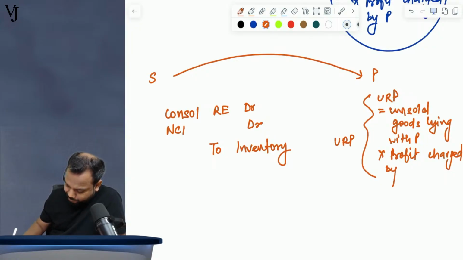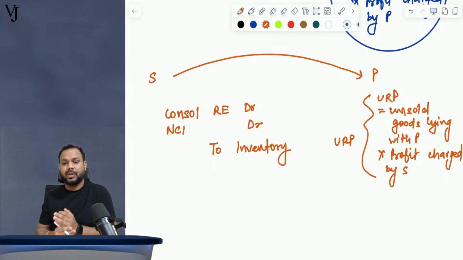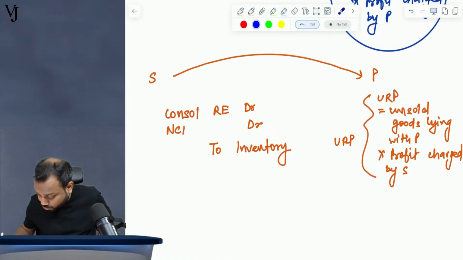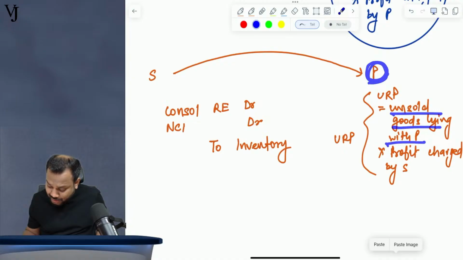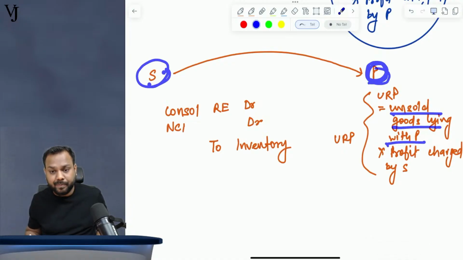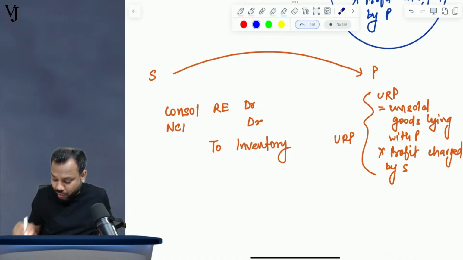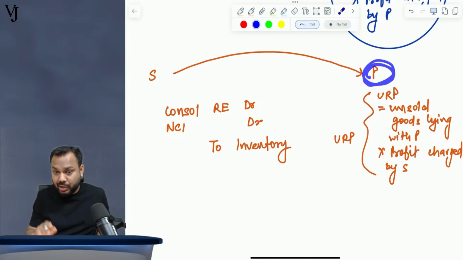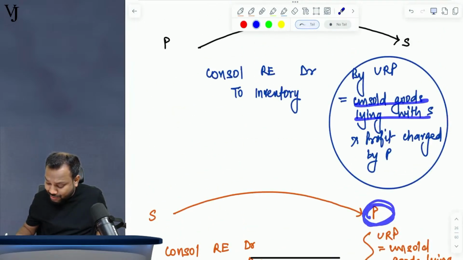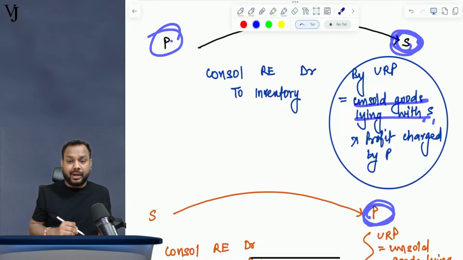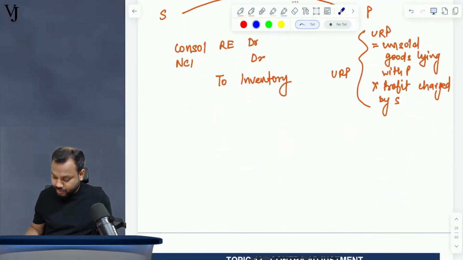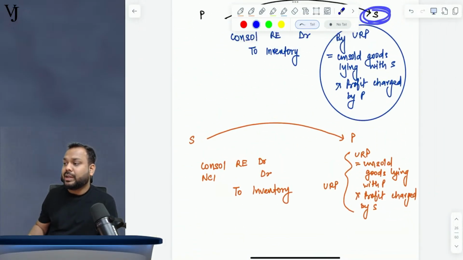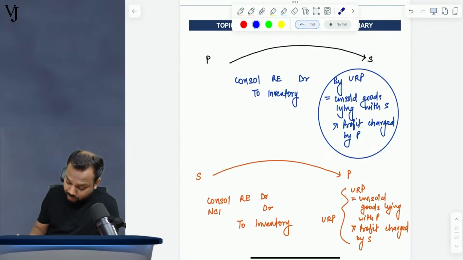charged by the subsidiary. Guys, understand, when I say unsold goods lying with P, it means unsold goods lying with P that was purchased from the subsidiary. Please don't make the mistake of taking the whole inventory of the parent. Similarly, when I say unsold goods lying with S, I mean unsold goods lying with S that was purchased from the parent. Don't take the whole inventory of S. Okay, I believe this entry is clear to all of you.